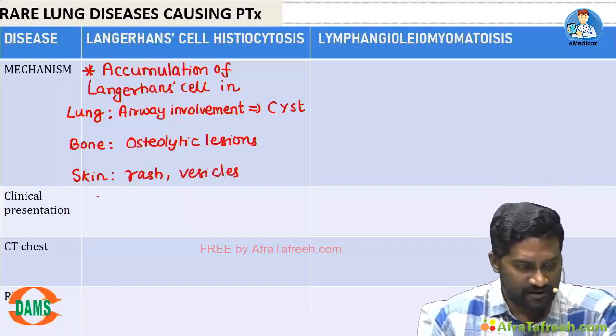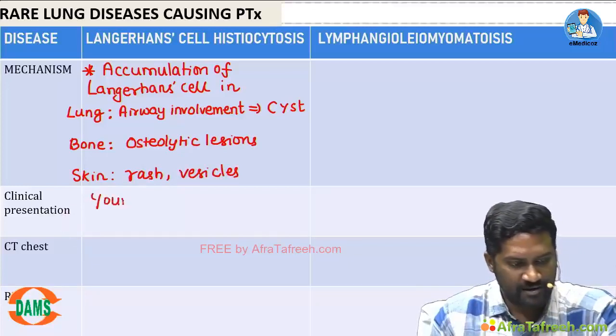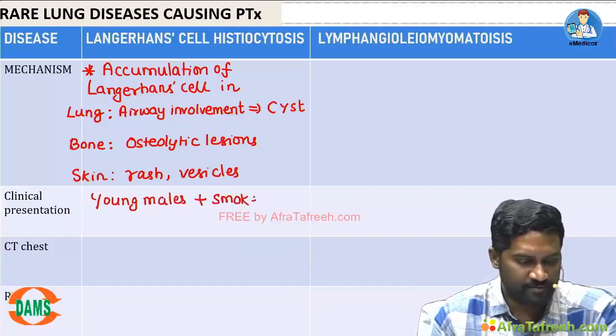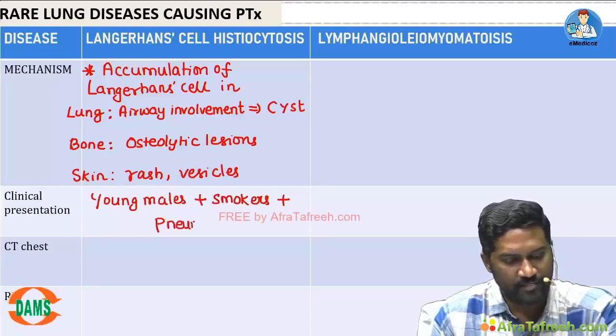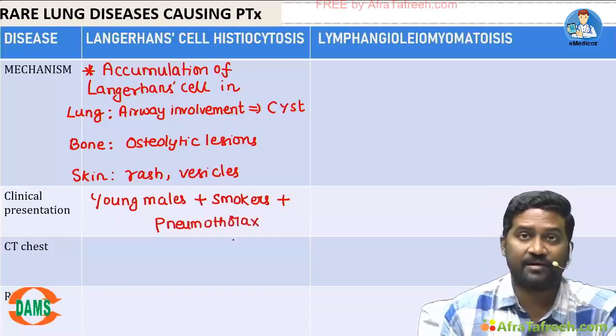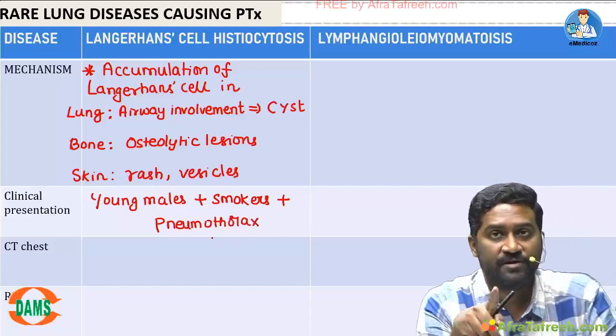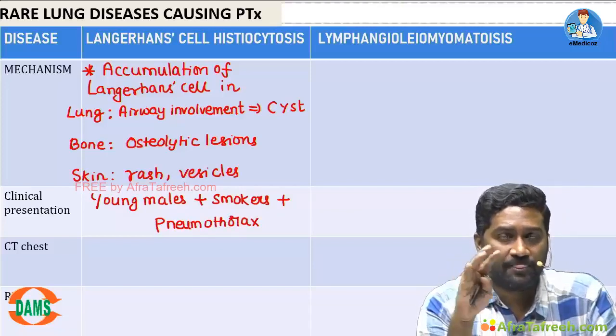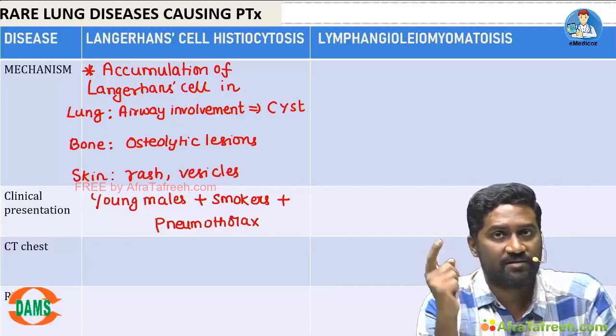Clinical presentation is generally seen in young males, smokers. These people are smokers and they present with pneumothorax. These abnormal areas of air in the lung can rupture. Kindly know this, students, whenever there is an abnormal area containing air, it is unstable, it can rupture at any point of time.